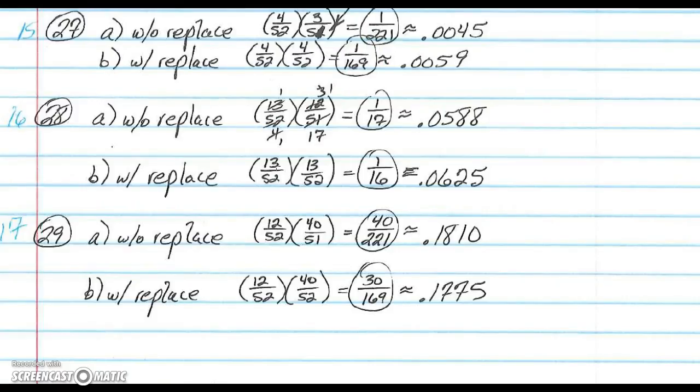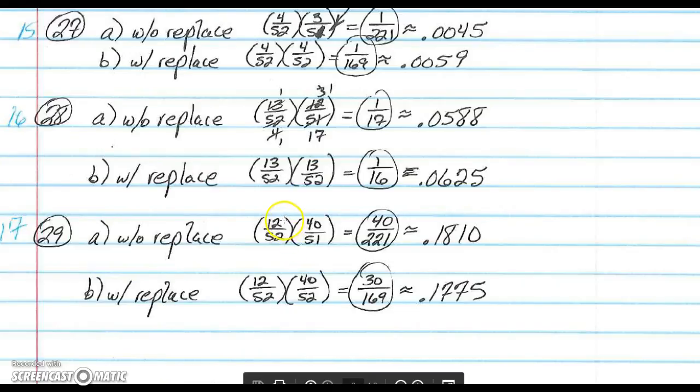Second one is similar, looking for 2 hearts. So 13 out of 52 are a heart, but if we don't replace, then there's only 12 hearts left and 51 cards to choose from, giving us 1/17. If we do replace, the chance the second time is exactly the same as the first. And in general, this will be the case if we replace.